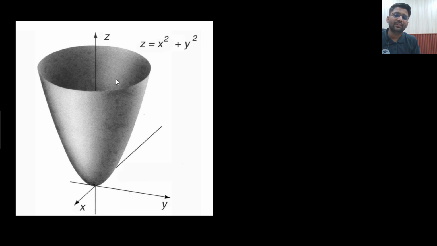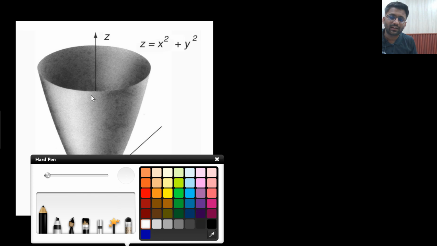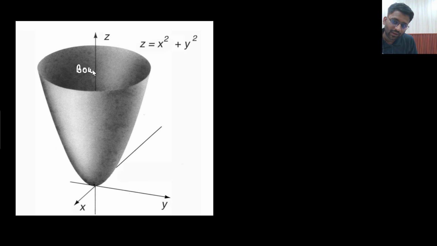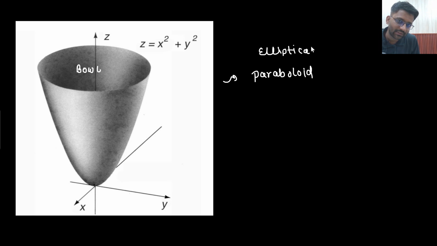Okay. So you are getting a bowl type of structure, a bowl kind of structure. And what is this known as? This is known as a paraboloid. Okay, an elliptical paraboloid. It is a standard structure.